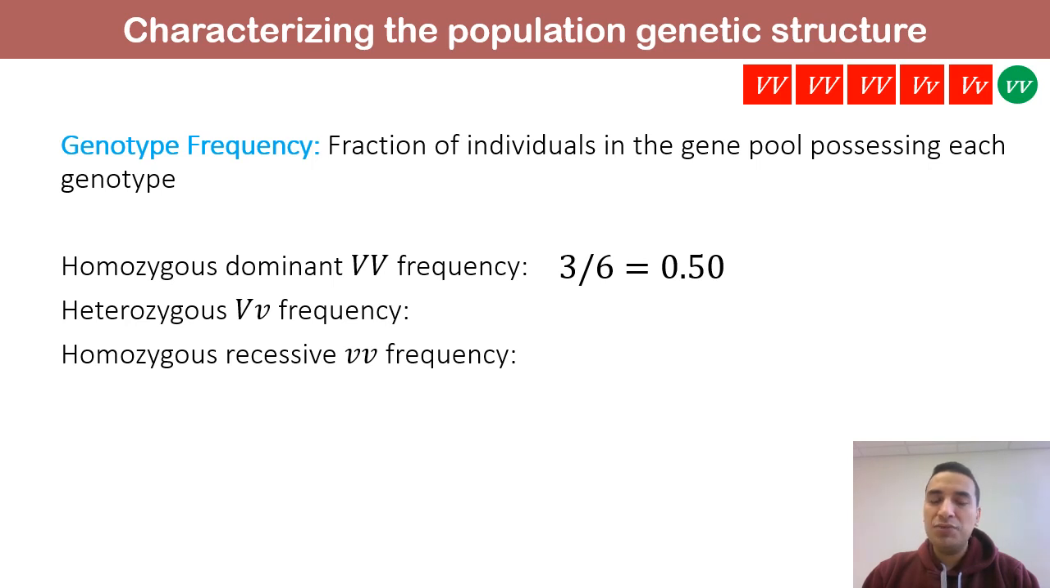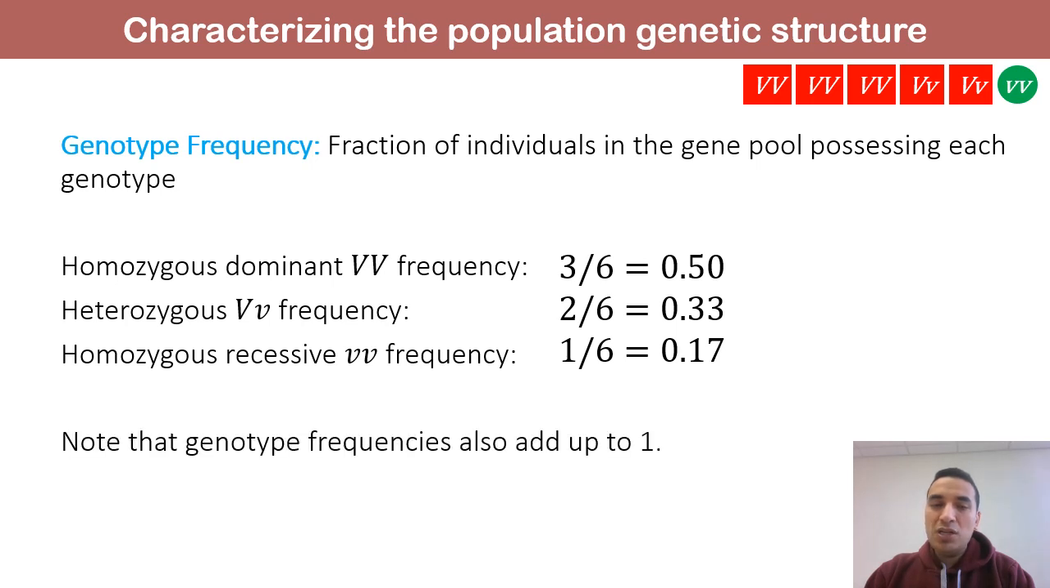What about heterozygous frequency? 2 of those individuals divided by 6, so that is 0.33. And the last one is 1 divided by 6 because we only have 1 homozygous recessive, which, remember, is the vegetarian individual. Now, one more time, if you add those 3 up, this also adds up to 1. 0.5 plus 0.33 plus 0.17 adds up to 1. So both the genotype frequency and the allele frequency add up to 1. That is the key factor here.